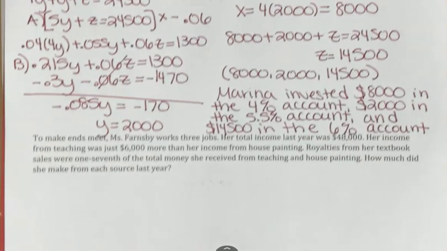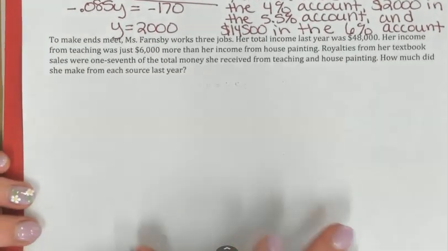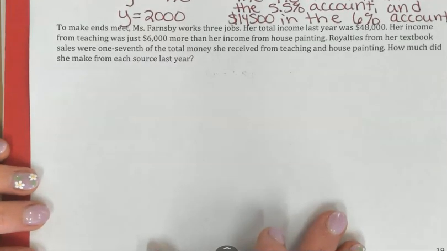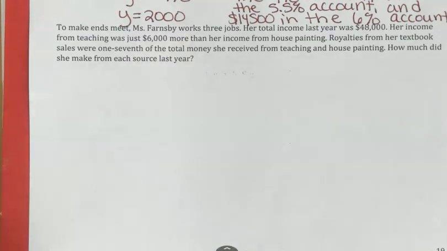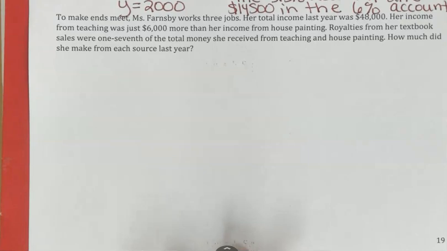Okay, let's do one more example. To make ends meet, Mrs. Farnsby works 3 jobs. Her total income last year was $48,000. Her income from teaching was $6,000 more than her income from house painting. Royalties from her textbook sales were 1/7 of the total money she received from teaching and house painting.